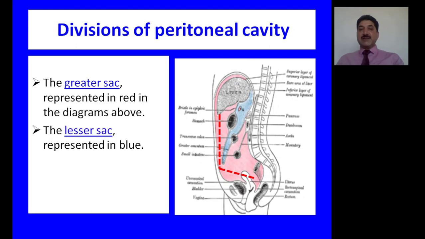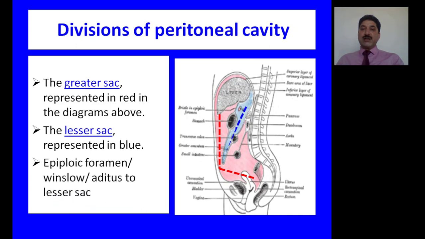The lesser sac is smaller in size. It lies posterior to the stomach. It is also called the omental bursa. It is formed as a result of rotation of the gut tube. It communicates with the greater sac through the epiploic foramen. The epiploic foramen is also called the foramen of Winslow or aditus to the lesser sac.